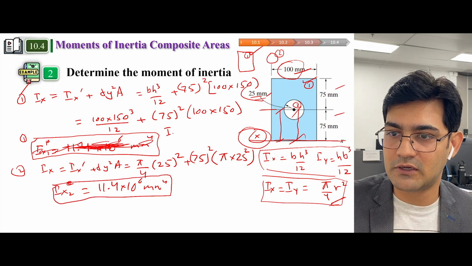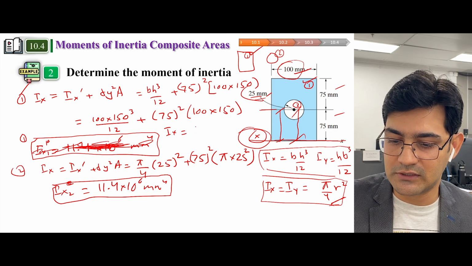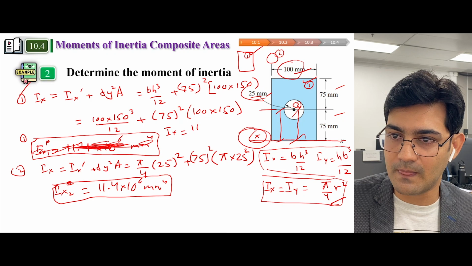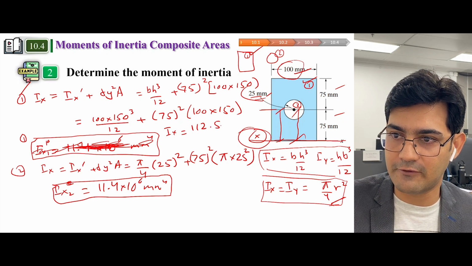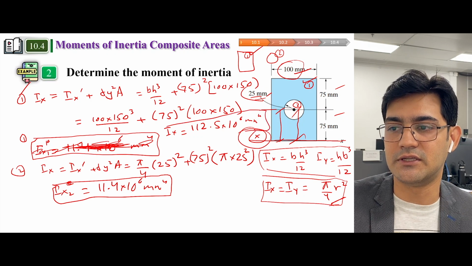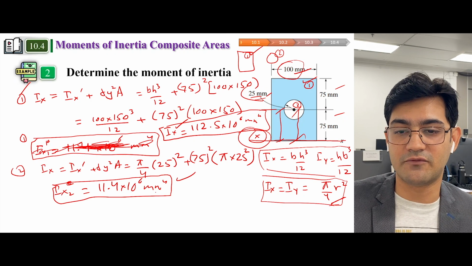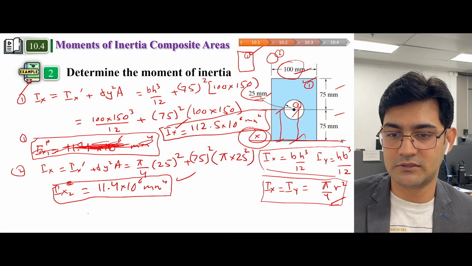So for the rectangle, if you calculate all this, you will get 112.5 into 10 to the power 6 millimeter to the fourth actually. So that was for the circle. So this is the moment of inertia of the rectangle. This is the moment of inertia of the circle.